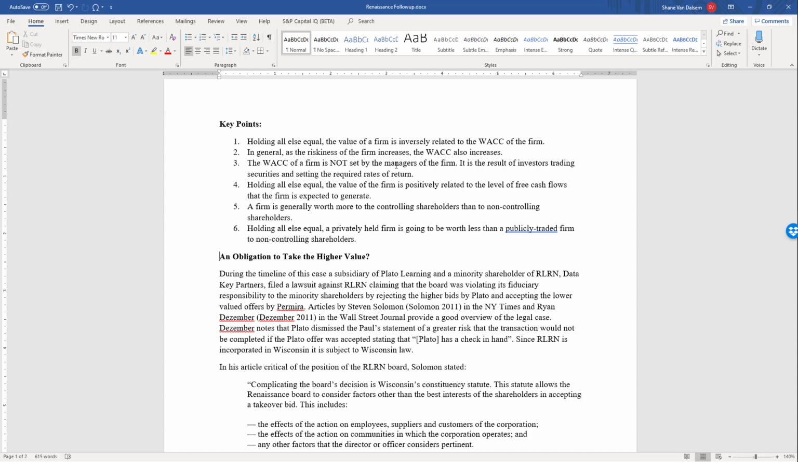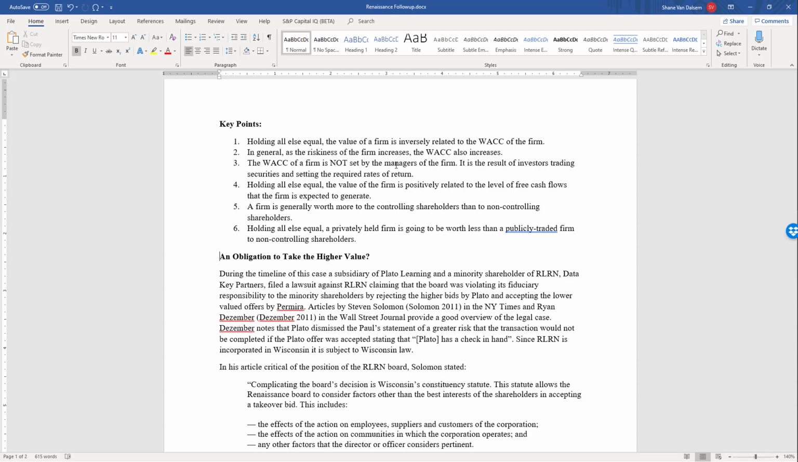Holding all else equal, the value of the firm is positively related to the level of free cash flows that the firm is expected to generate. Absolutely right. The weighted average cost of capital isn't changing, and the cash flows that we expect the firm to generate increase. So let's say a pharmaceutical firm today comes out and says, hey, we've found a vaccine that works for COVID-19. The FDA comes out and puts their stamp of approval on it. The value of that company would rise dramatically. And that's because the cash flows that it's going to generate would go up. We would be fairly certain about that, and so their stock price would increase as a result.